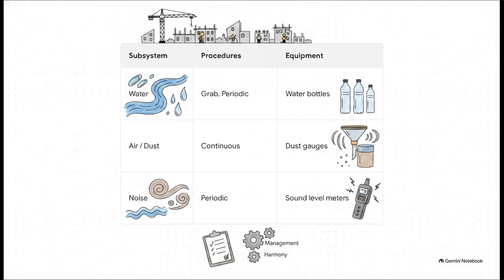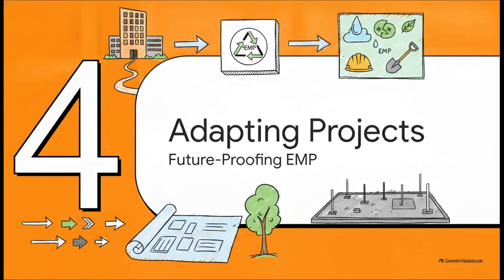If you're looking at water, your sampling procedure might be periodic, using simple water bottles. But for air or dust, you're going to need continuous sampling with depositional gauges. For noise, you'll use sound level meters. As a site manager, locking down these distinctions is absolutely vital because it ensures your data isn't just accurate, it's legally defensible.